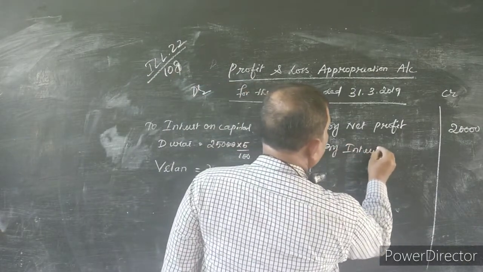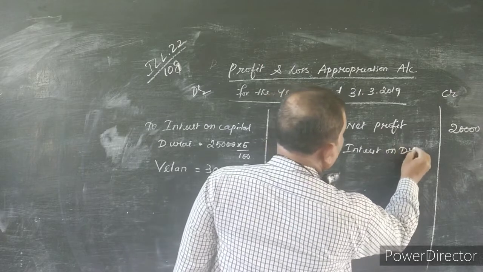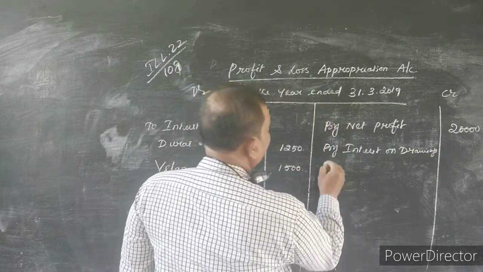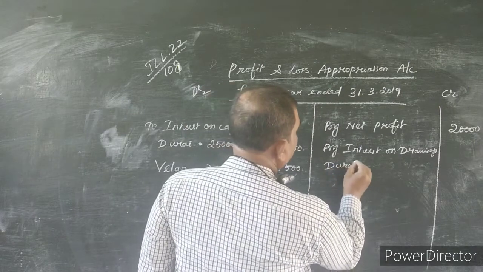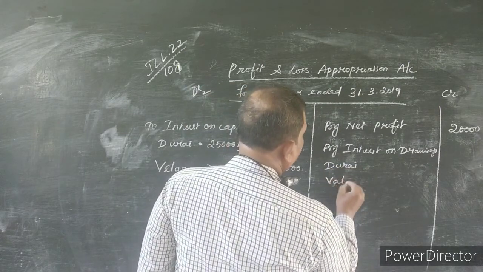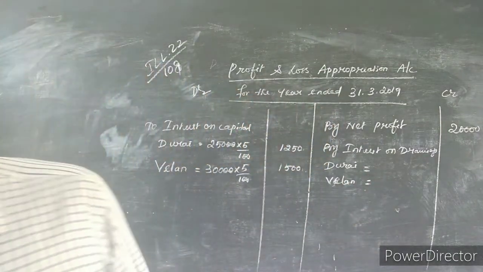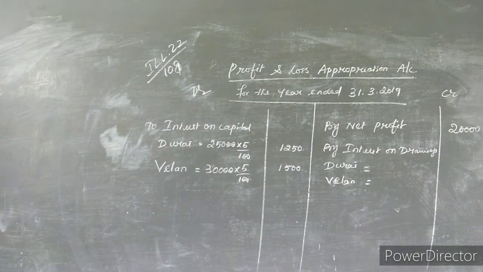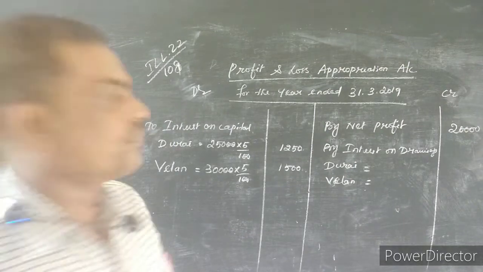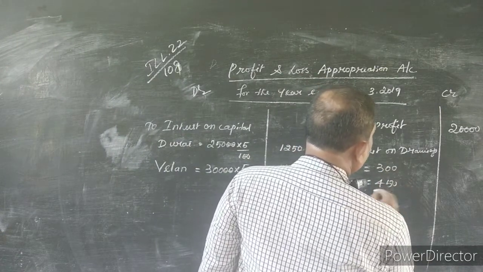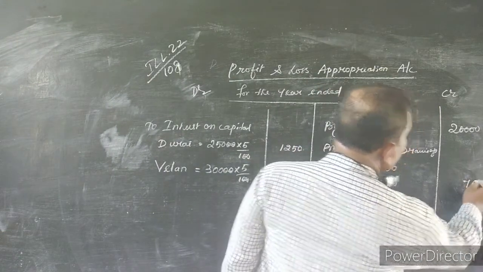Then by interest on drawings. Interest on drawings for Durai 300, Velan 450. Totally 750.